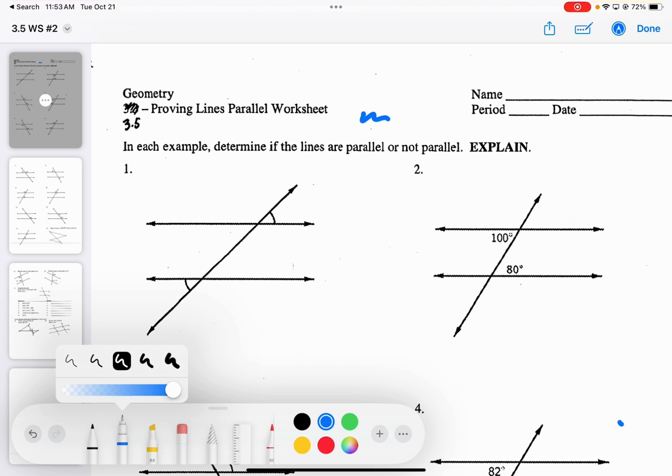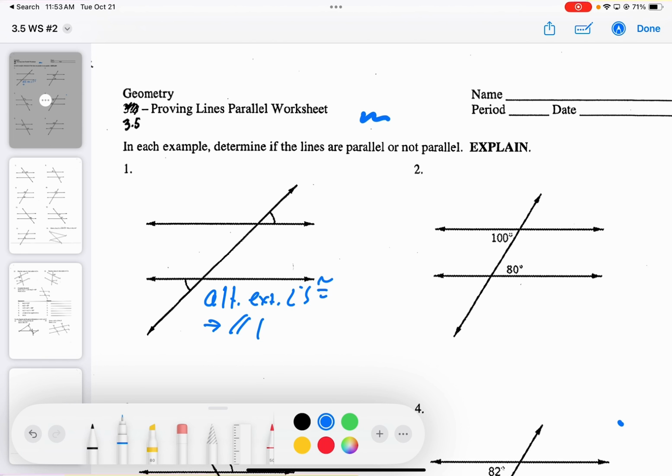Alternate exterior angles congruent implies parallel lines. Do you guys agree? Yes. No. I like it. Alternate exterior angles congruent imply parallel lines. So are they parallel? Yes! Exclamation point. All right, cool.